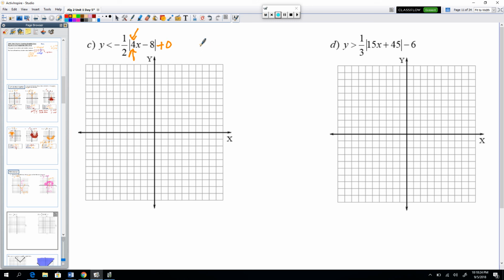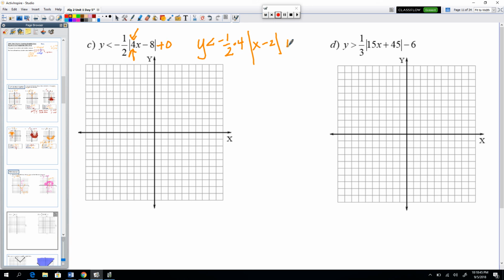So let's do that. y is less than negative 1/2. I'm going to factor out this 4, so shove it outside the absolute value. When I leave behind, I divide this by 4 and leave behind an x. I divide this by 4, I leave behind a minus 2. And there was nothing out here.